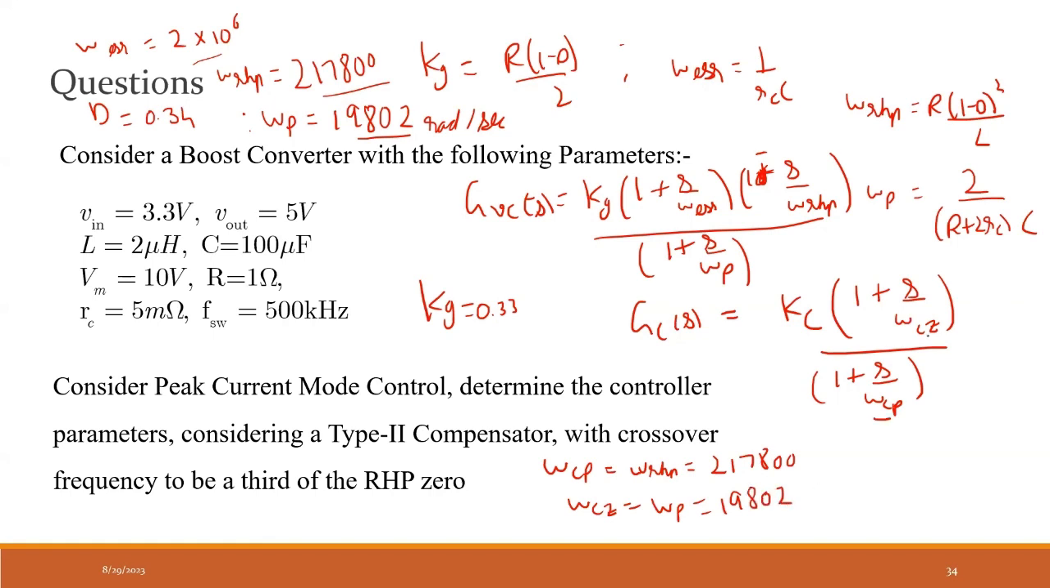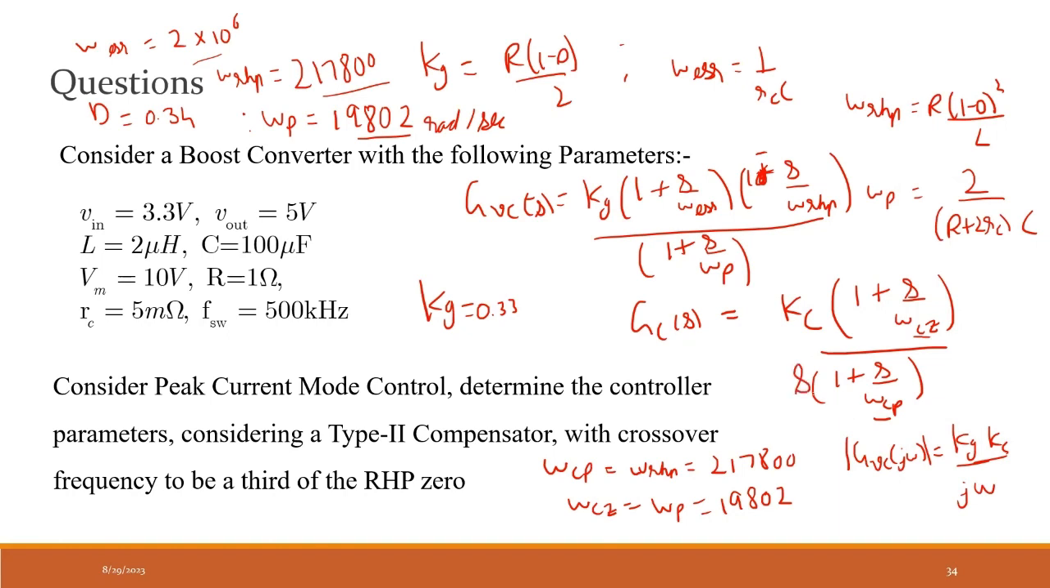So now we have found this and we have found this. So now what is remaining? KC. Okay, so we need to find KC. So how will we find KC? Now, when we do the pole zero cancellation and everything, we will get the magnitude of GBC j omega to be equal to Kg into Kc upon j omega.